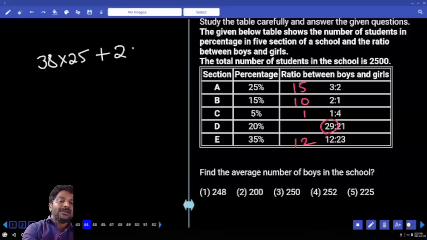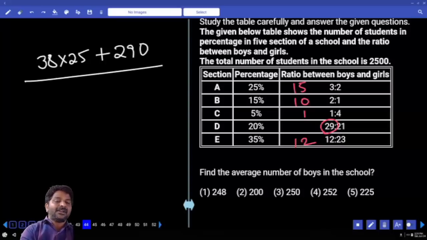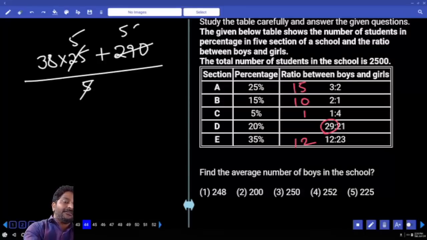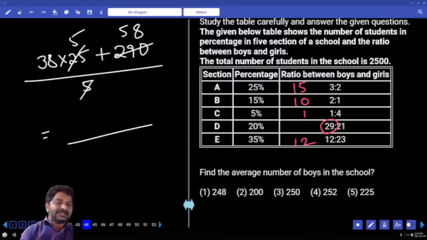Then the total is 290. Now we need to convert into average. Divided by 5. 5 how many times here? 5 times. 5 how many times here? 58 times, correct? Now last digit verification. 38 into 5 times ends with. The other number ends with. The sum ends with. Over. Done.